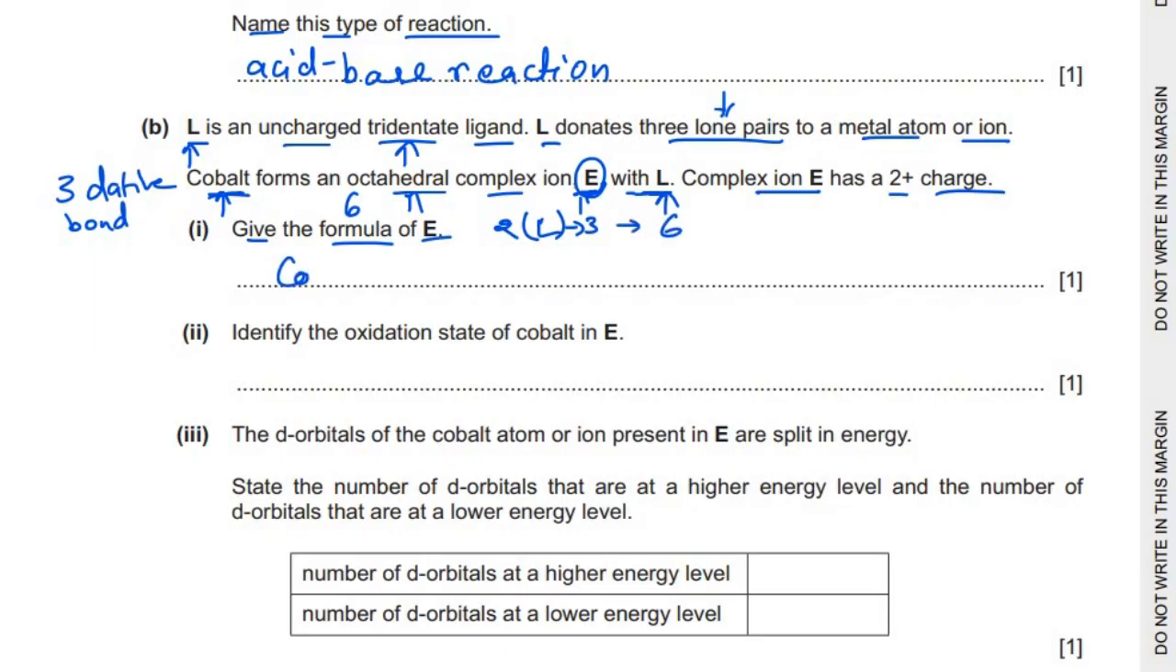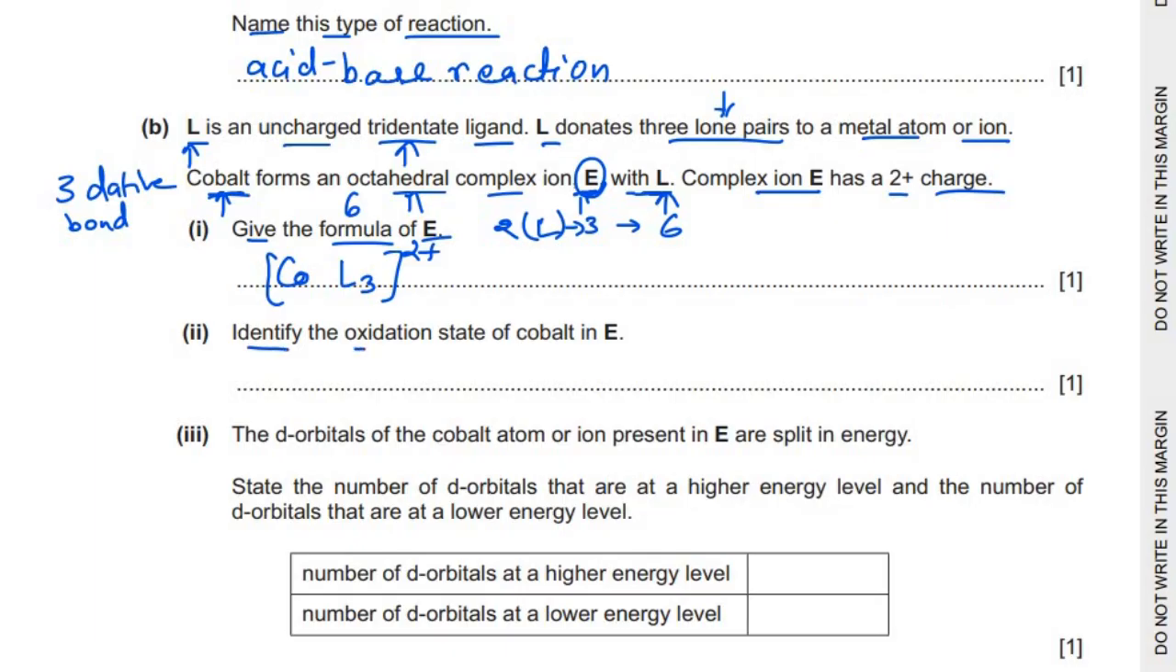So we can write that cobalt is forming 3 bonds with each ligand. 3 ligand molecules are used to form 6 bonds. So should I write L3? Yes. Now if we work out the charge, it has said complex ion E has a 2+ charge. So obviously cobalt is forming 6 dative bonds with the ligands and the charge is 2+, so we can write the complex formula this way with the overall 2+ charge here.